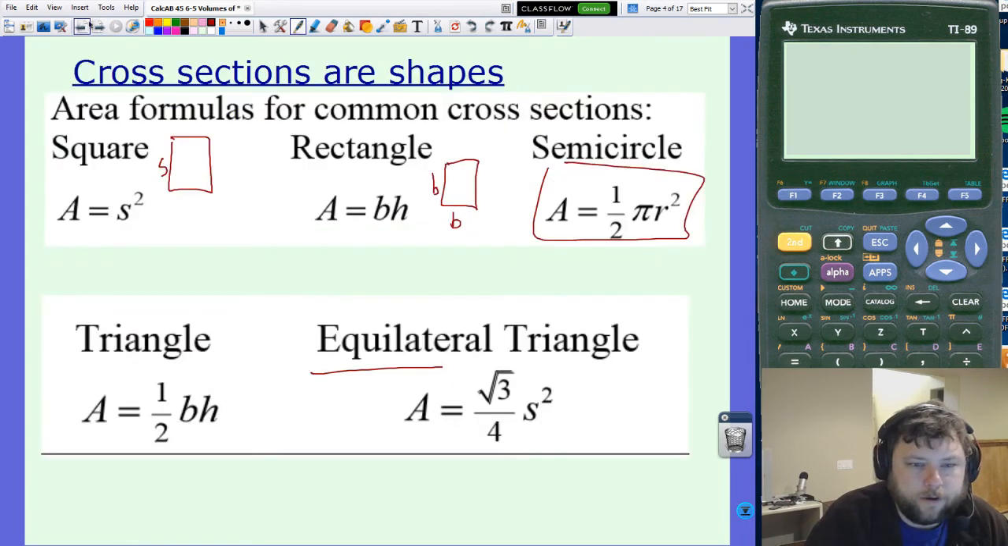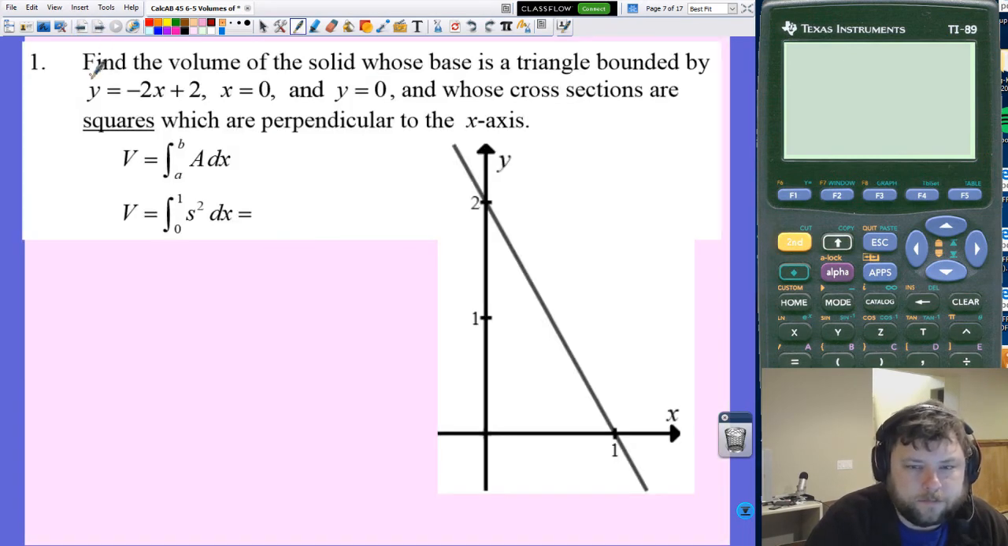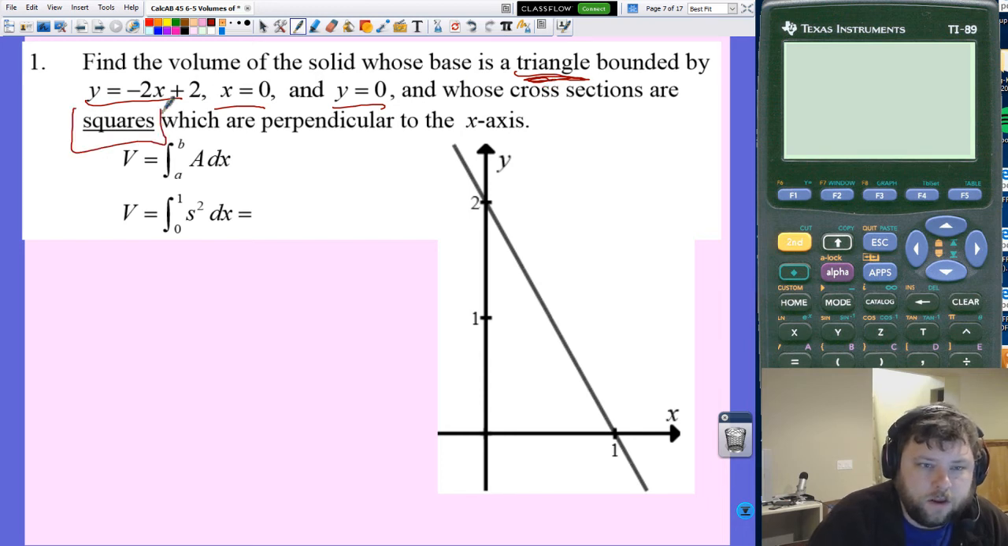So before I get into that, let's just do some problems. Let's show you this shape. Find the volume of the solid whose base is a triangle bounded by this and this and this, and whose cross sections are squares. Okay, so who cares if the base is a triangle? They're trying to trick you.